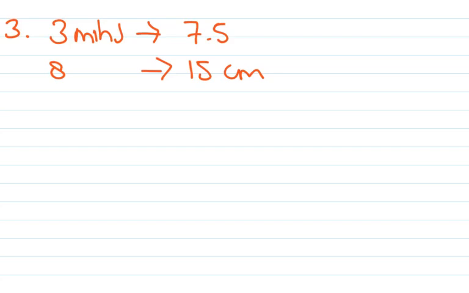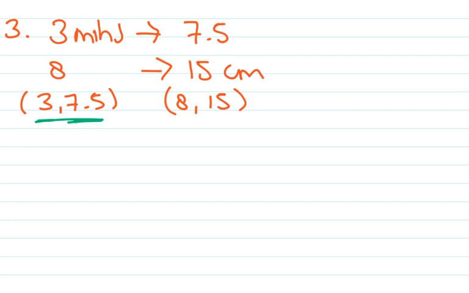Example 3. A tub is filling with water at a constant rate. After 3 minutes, the tub is 7.5 centimeters deep. After 8 minutes, the tub is 15 centimeters deep. At what rate is the depth of water increasing? So I really have 2 coordinate points here. I have (3, 7.5) and I have (8, 15), right? Because after 3 minutes, the depth is 7.5 centimeters, and after 8 minutes, the depth is 15 centimeters.